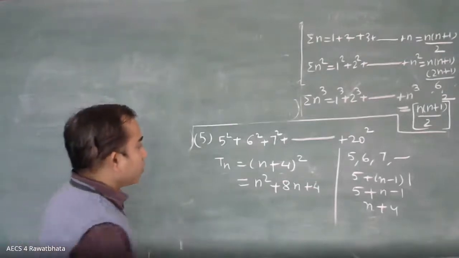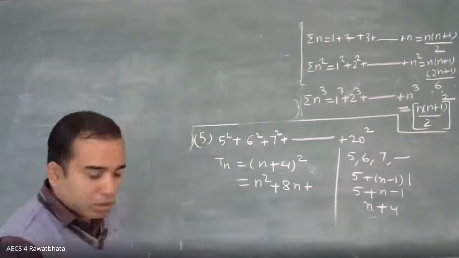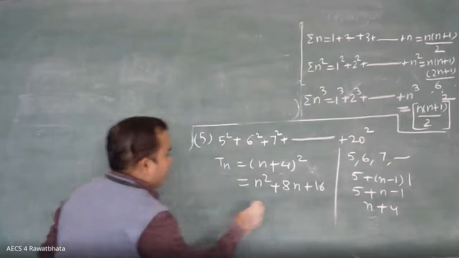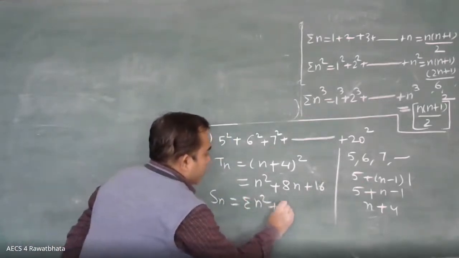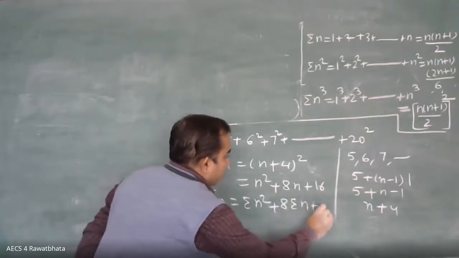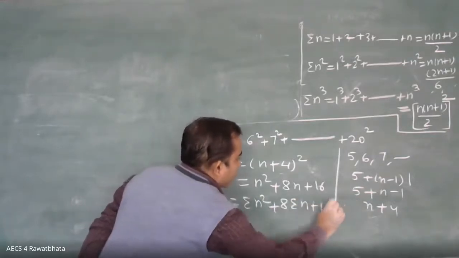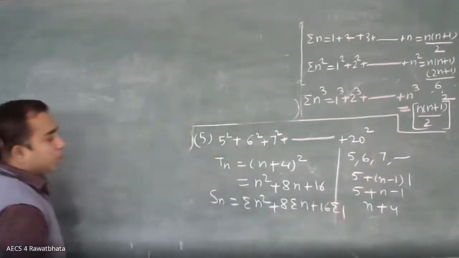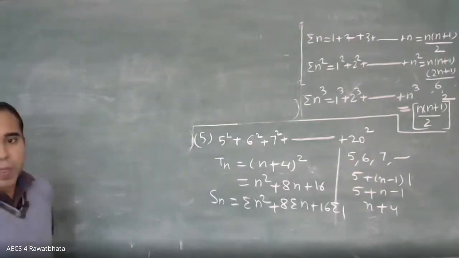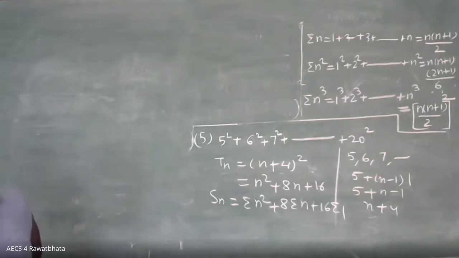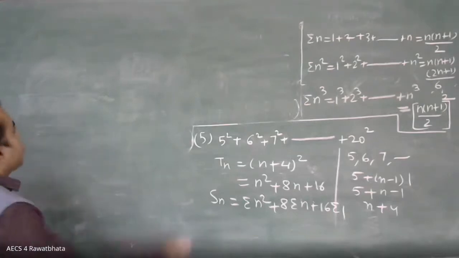Expanded it, now what should I do? So Sn will be summation n square plus 8 summation n plus 16 into summation 1. This will become. So after that, what should I do? Friend, what should I do? Suggest, friends.